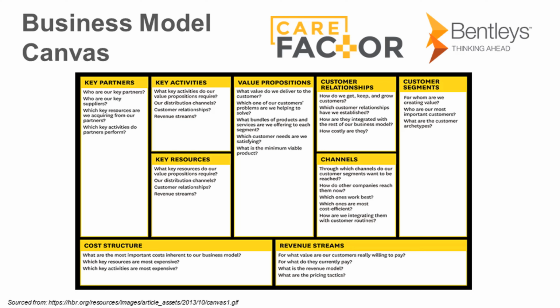The cost structure resulting from the back of house activities really focuses on what are the most important costs inherent in our business model, what resources are most expensive, and what activities are most expensive. This identifies headline areas such as staff costs, such as technology costs, such as property costs, or very specific costs relating to the business model that you're mapping out.